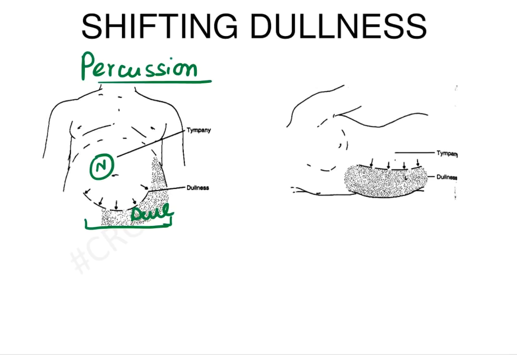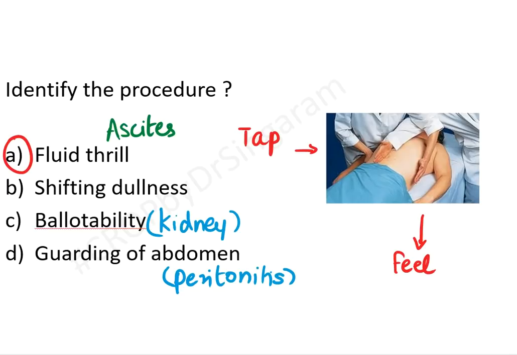Now once you put the patient into a lateral or recumbent position, the next picture shows the patient in the recumbent position. Because now the gravity is to this side, here there will be dullness, but all these other areas will be normal or resonant, having a tympanic note on percussion. This is called shifting dullness. The one given in the picture is fluid thrill, and that is the answer for this question. Let's move to the next question.